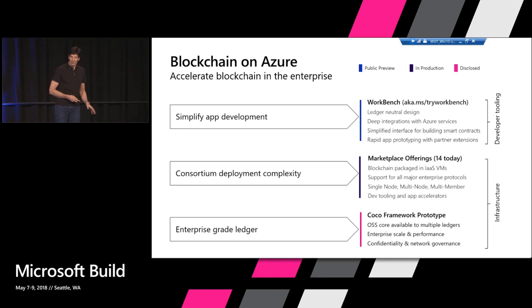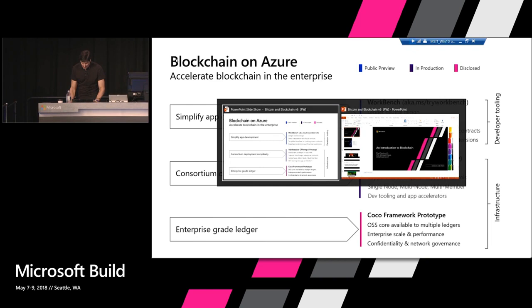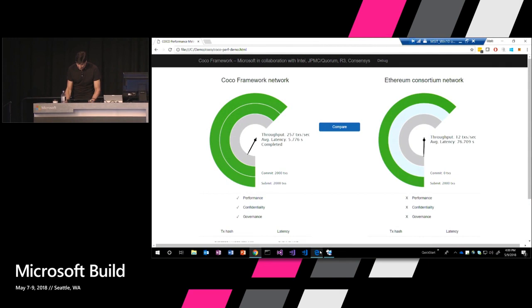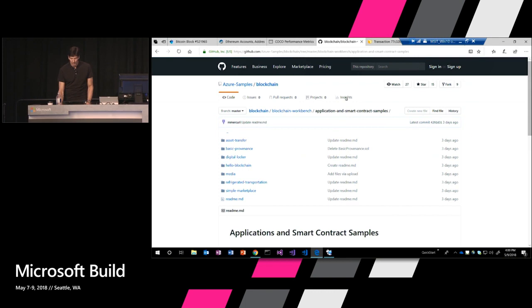So there's a place to go sign up. And there's actually a GitHub repo where you can go check out a whole ton of samples for Workbench. And here we got it over here. So go check out the Azure samples for blockchain. And that brings me to the conclusion of the talk. I've just got one last thing to show you.